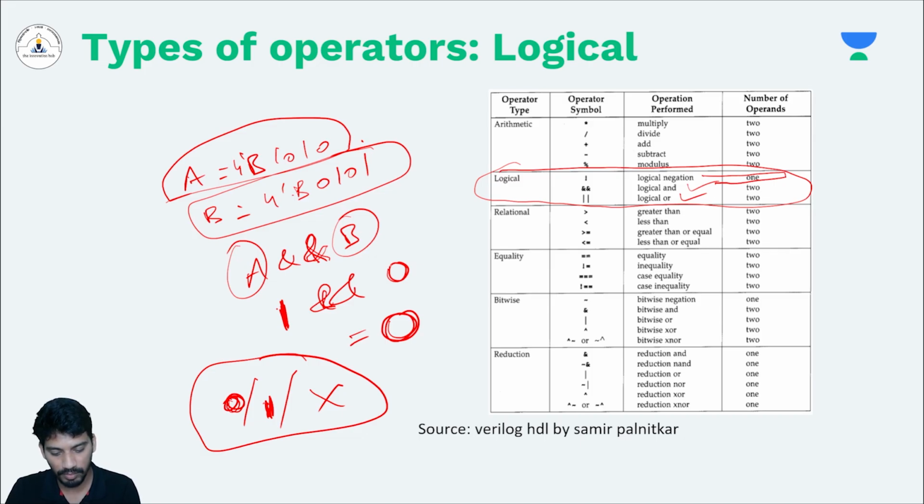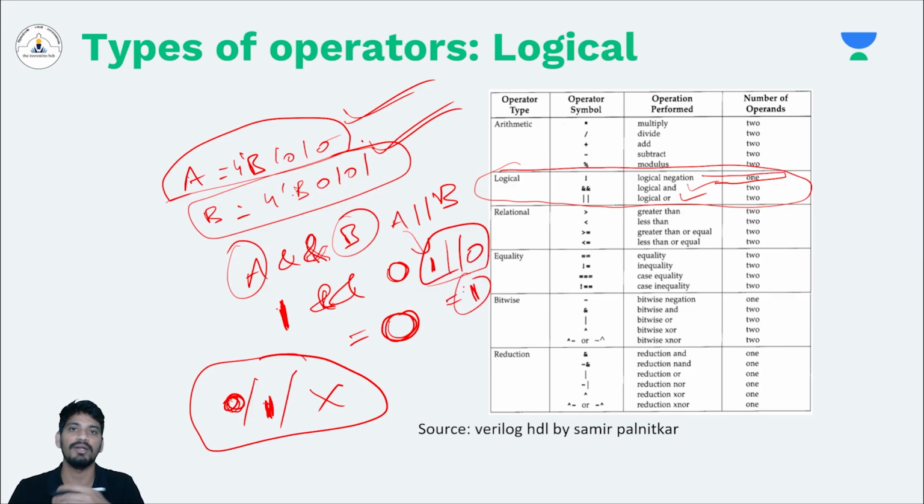Let's take one more example. If my inputs are A and B, the same inputs, and I do the logic operation of A or B, in this case my A will be 1 or B will be 1, so 1 or 1 will be 1, my output will be 1. So this is how you will get the outputs for logic operators. It will be useful to check whether the A and B are true or false.